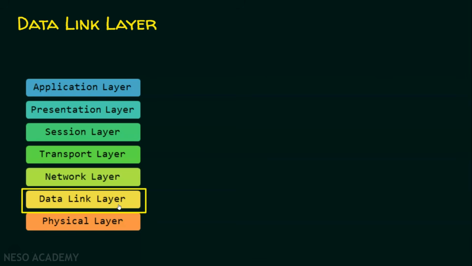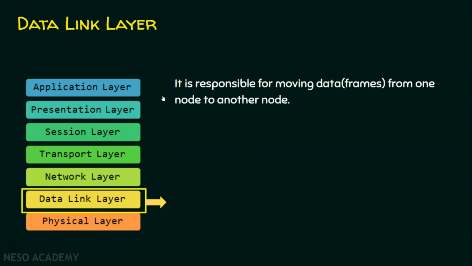What is the role of this data link layer? When the network layer creates the packet, it gives that packet to the data link layer in order to add a header and a trailer. After adding the header and the trailer to the network layer PDU, we call this a frame. So data link layer deals with frames and it is the responsibility of the data link layer to move the frames from one node to another. The data link layer is responsible for moving data frames from one node to another.